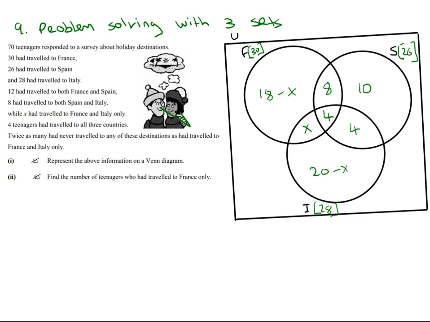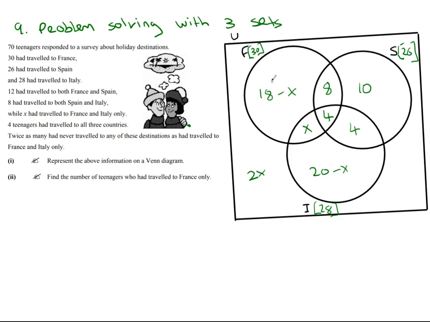And again, see if you can have anything on the outside. 4 teenagers, twice as many, had never travelled to any of the destinations, which is on the outside, as had travelled to France and Italy only. So France and Italy only was x, so twice as many is 2x. Represented on the Venn diagram, we have done part 1, and then find the number of teenagers who travelled to France only. So you're looking for this region in here.